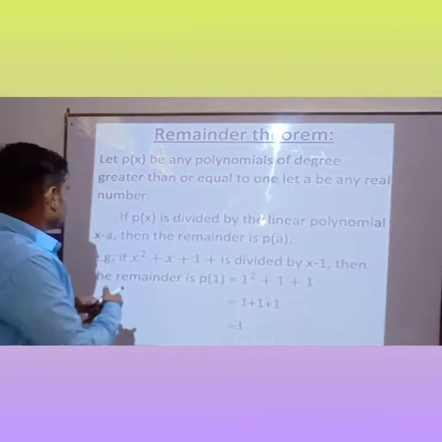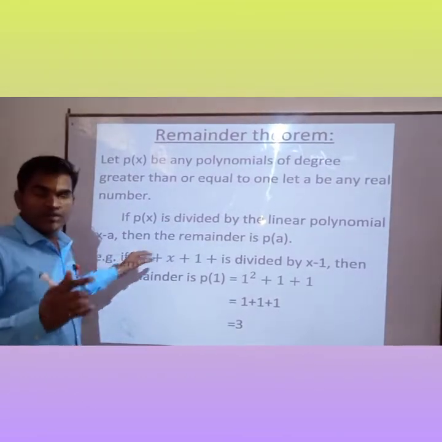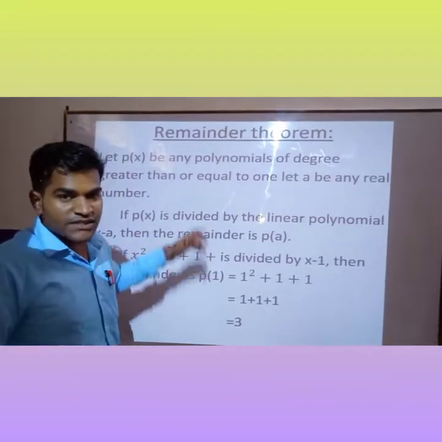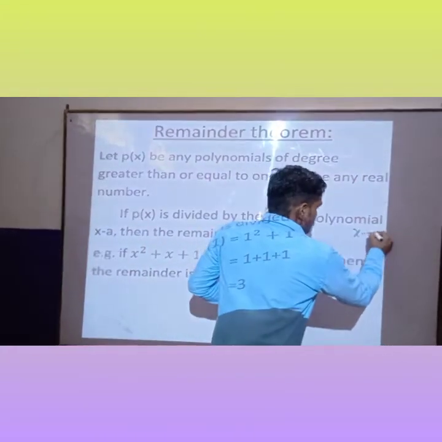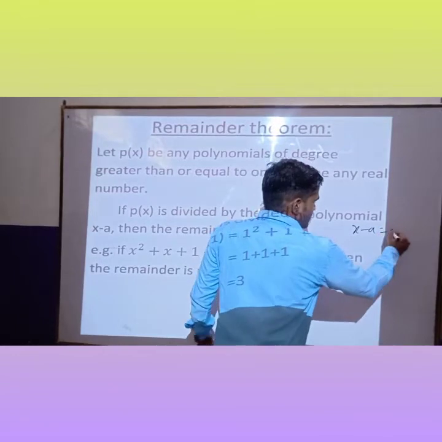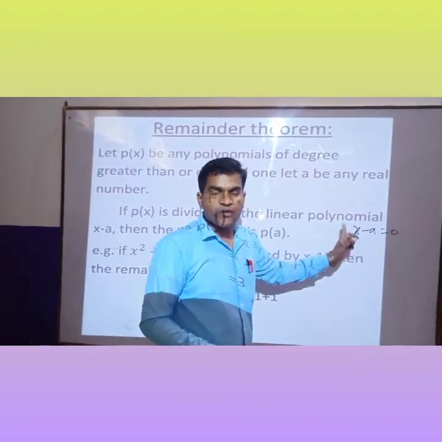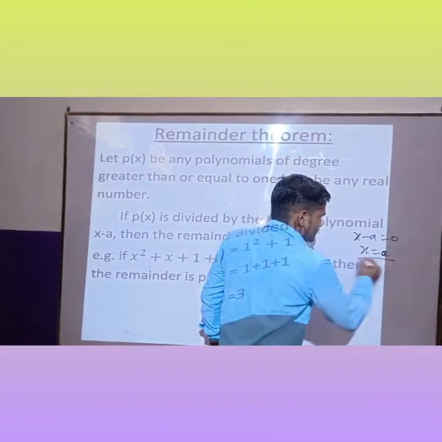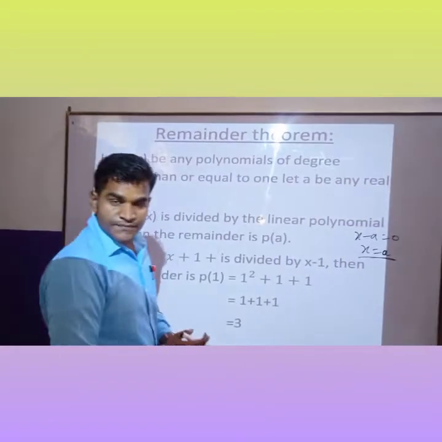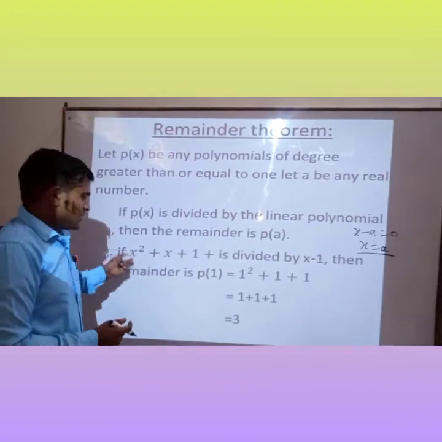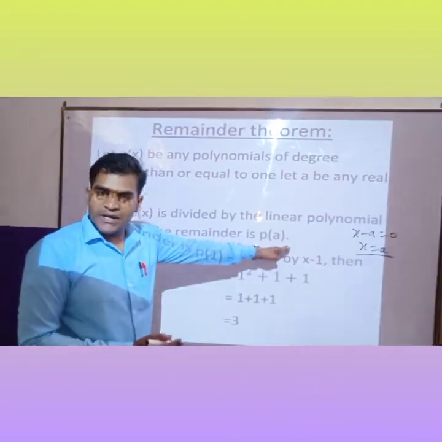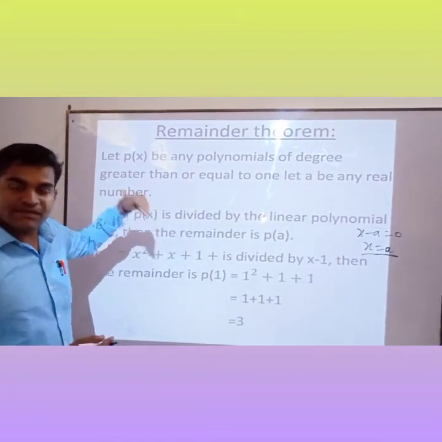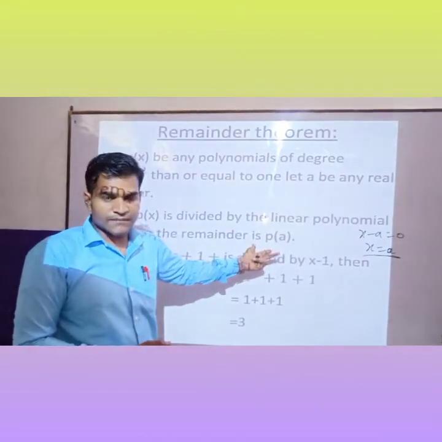Why P(a)? First we find the zero of the divisor. Here x minus a is the divisor. So what is the zero of x minus a? How do we find it? We equate it to 0, so we get x is equal to a. So a is the zero of x minus a. Then P(a) is the remainder of P(x) when P(x) is divided by x minus a.